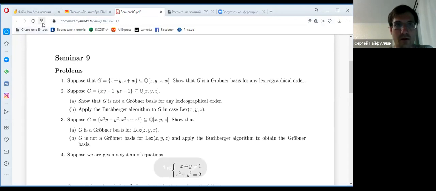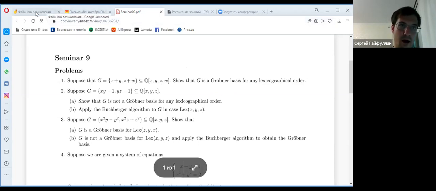The first question: we have G as follows: x plus y and z plus w. This is a subset of the polynomial ring in 4 variables. We need to show that G is a Gröbner basis for any lexicographical order.